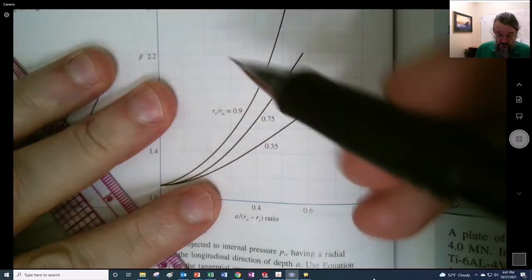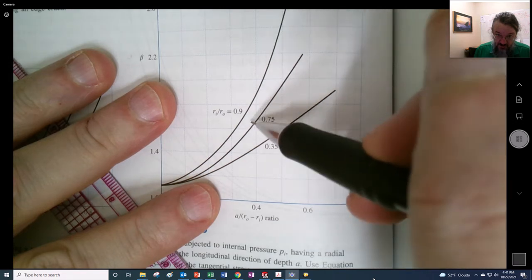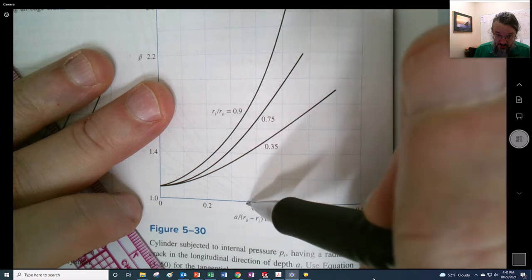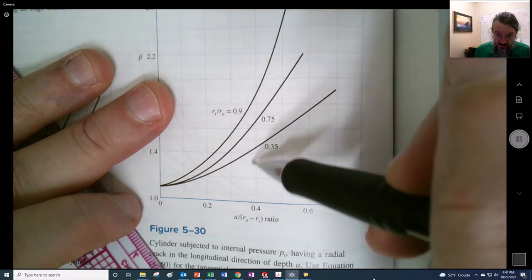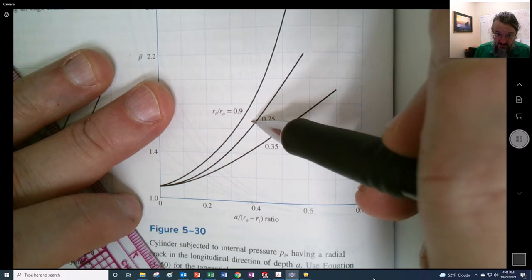And here's 0.75, but we're at 0.78, so maybe just slightly above it. And here we're at 0.38. Here's 0.3, so here's like maybe 0.38. It's like right in there. I'm going to say that we're right in there, maybe.